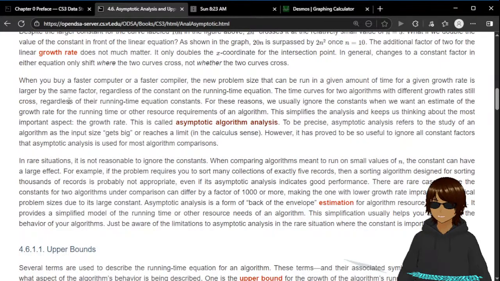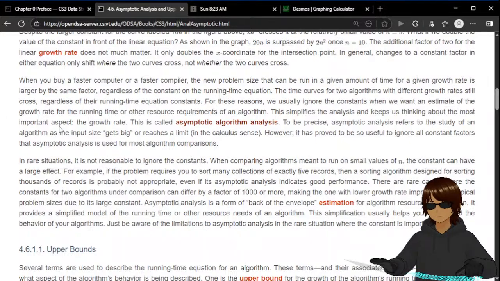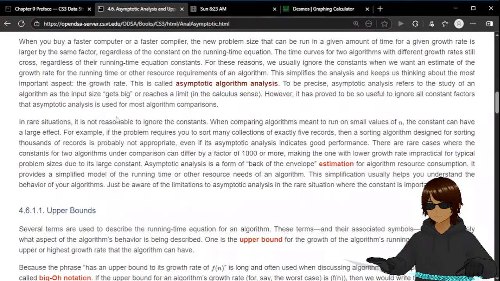This simplifies the analysis and keeps us thinking about the most important aspect, the growth rate. This is called asymptotic algorithm analysis. To be precise, asymptotic analysis refers to the study of an algorithm as the input size gets big or reaches a limit. However, it has proved to be so useful to ignore all constant factors that asymptotic analysis is used for most algorithm comparisons.